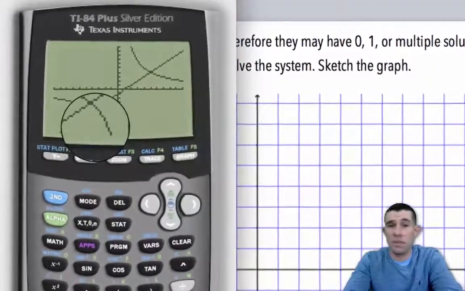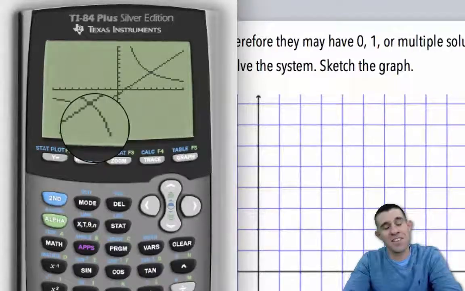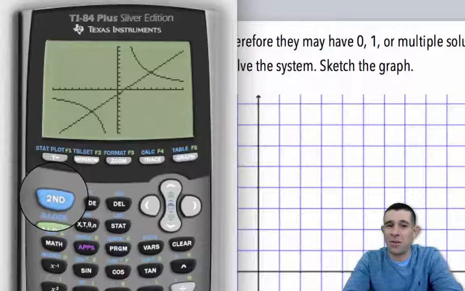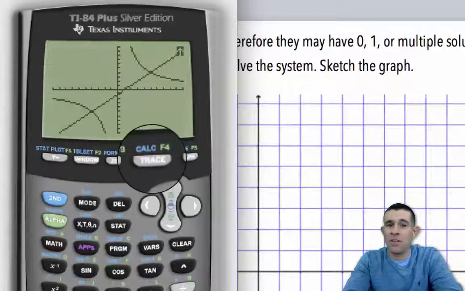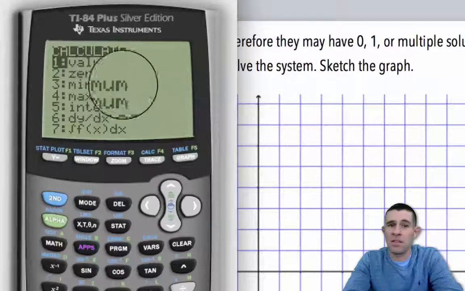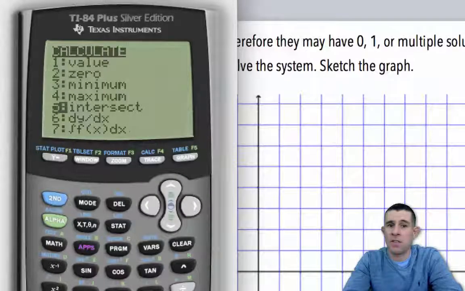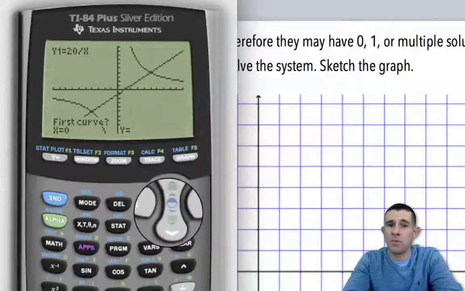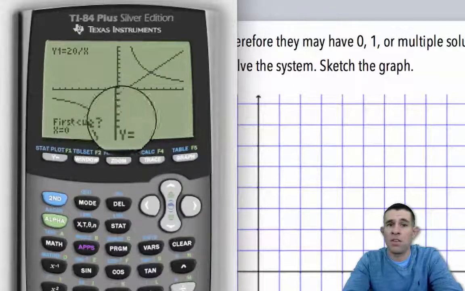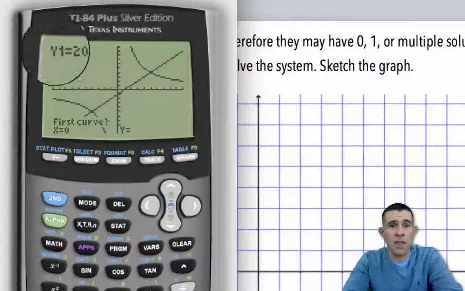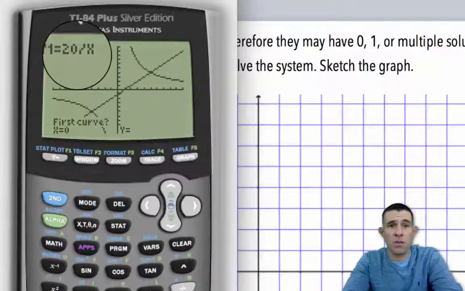So you can see here that this system has two solutions. So let's show you how you can find those intersection points. We're going to press second function, calc, and this is going to take us to the calculate menu and go down to number 5, which says intersect. This will allow us to find the intersection point. Now, you can see here that it's asking us for a little bit of input. It says first curve, and it gives us the value of 20 over x.